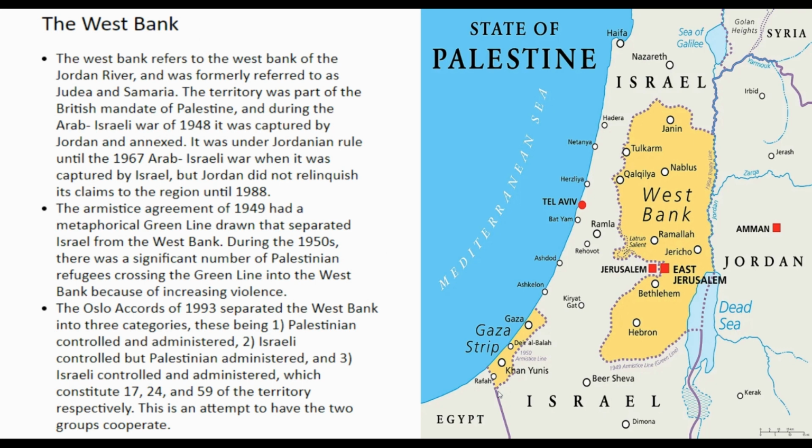According to the Oslo Accords in 1993, the West Bank was separated into three categories. The first one is Palestinian controlled and administered. The second one, Israeli controlled but Palestinian administered. And the third one, Israeli controlled and administered, which constitute 17, 24, and 59 percent of the territory respectively. This is an attempt to have the two groups cooperate.